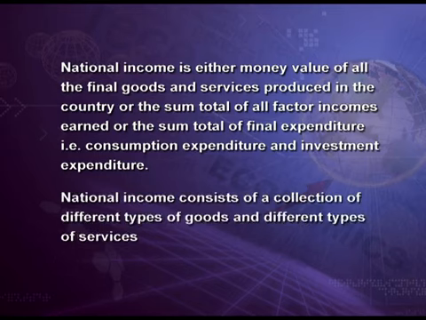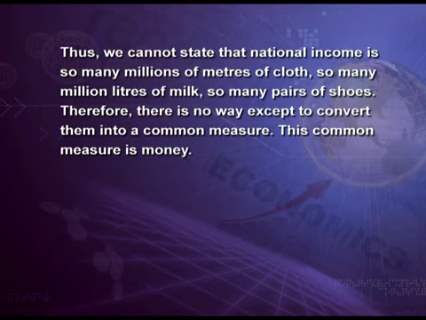As we said that national income consists of a collection of different types of goods and different types of services, since these different goods are measured in different physical units, it is not possible to add them together. We cannot state that national income is so many millions of meters of cloth, so many million liters of milk, so many pairs of shoes, etc. Therefore, there is no way except to convert them into a common measure. This common measure is money.